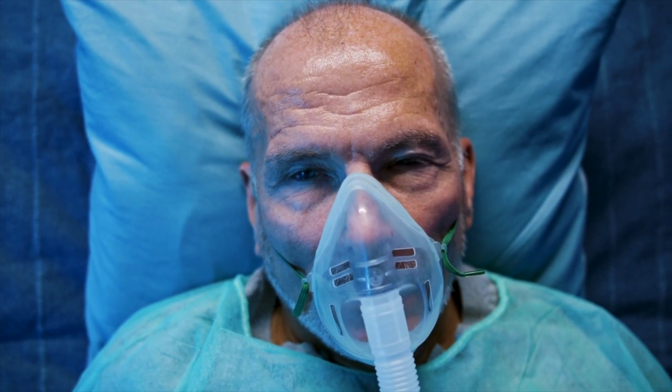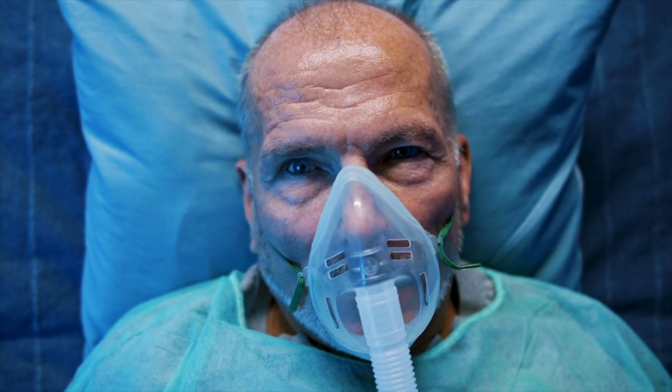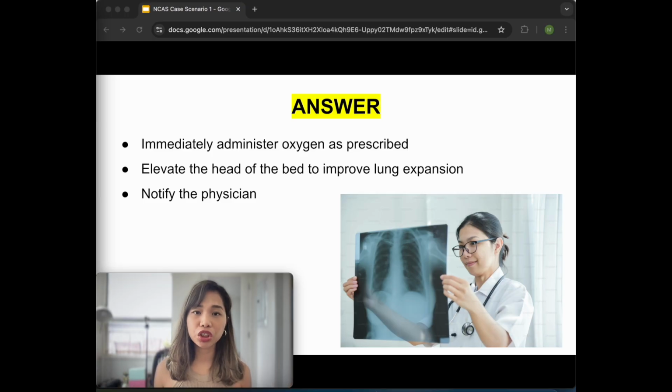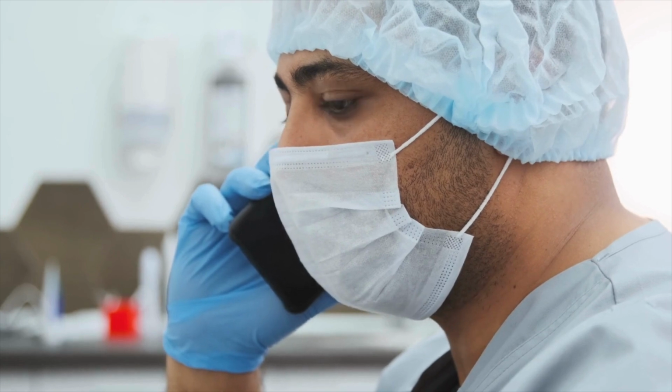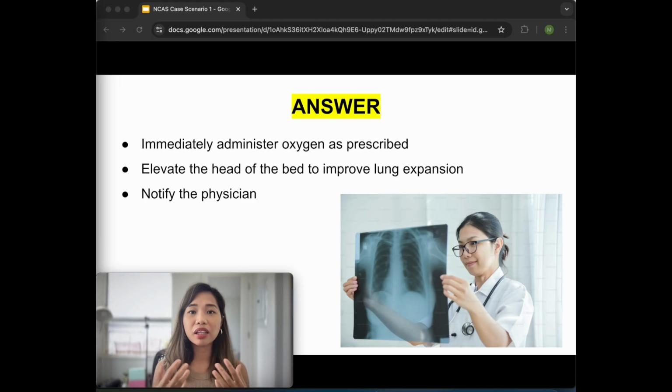Elevate the head of the bed because that will improve the patient's lung expansion, and notify the physician. You need to notify the doctor. During simulation, sometimes the instructors, what they're waiting for is for you to call the doctor, right? They'll keep giving you information over and over, or sometimes what they'll do is they'll make the situation worse until you do the action of calling the doctor, because that's what they're waiting for. Right? So make sure you notify the doctor, because you can't do much else until you call the doctor, because you need to get a physician's order.